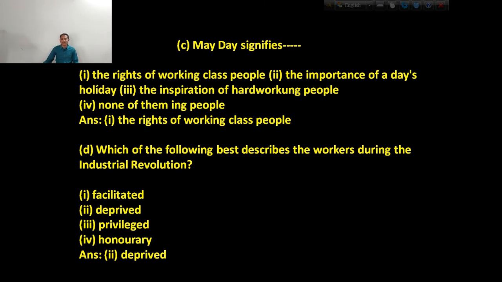Which of the following best describes the workers during the industrial revolution? Which word describes the workers perfectly? Facilitated, deprived, privileged, honorable. At that time they were exploited and they were deprived of their basic rights. So we can say deprived is the right answer.